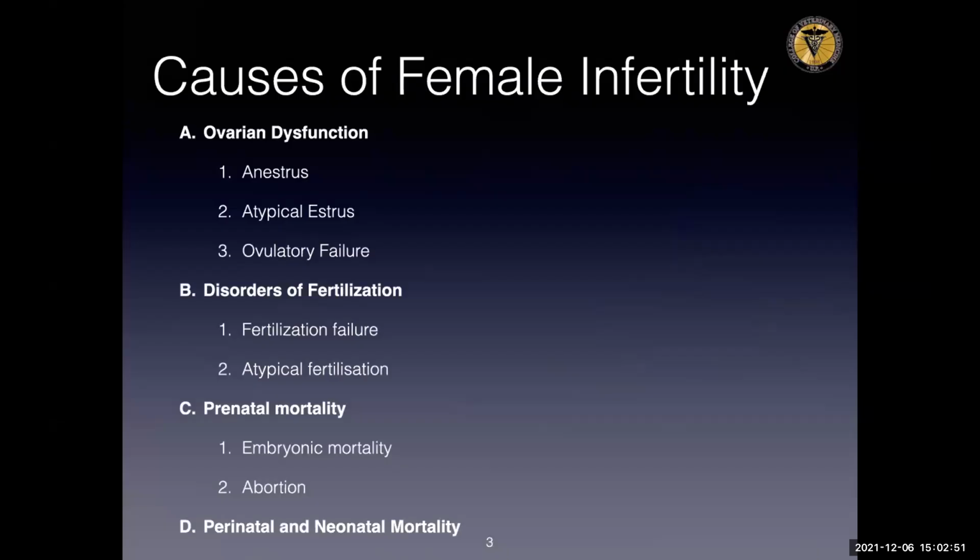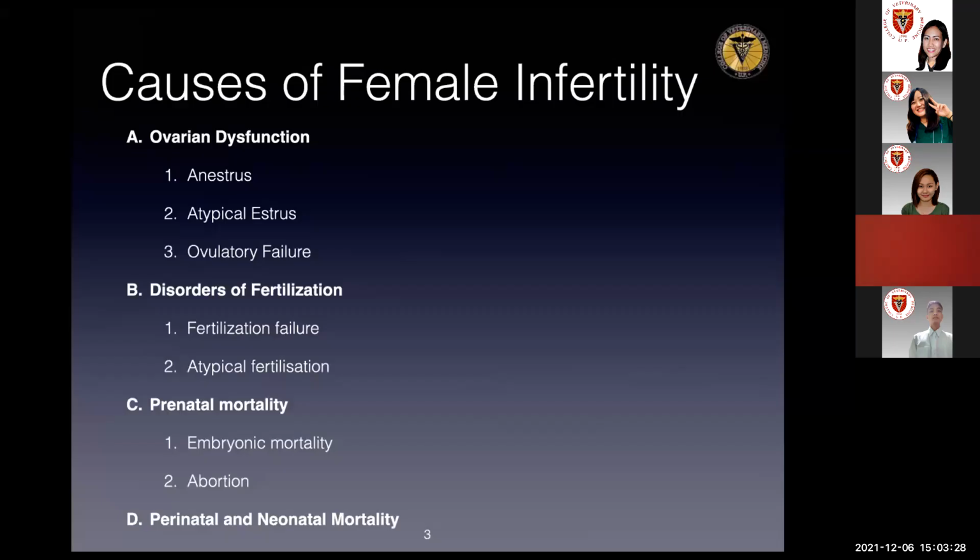We have ovarian dysfunctions, causing anestrus, atypical estrus, or ovulation failure. Next, we have disorders of fertilization, where we have a problem with the joining or fertilization of the egg by the sperm. And then if fertilization happened but it didn't happen the way it normally should, for humans included, there is atypical fertilization, such as ectopic pregnancy, which is the pregnancy happening outside the uterus.